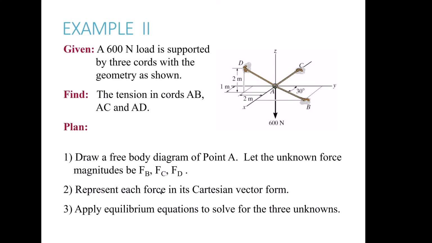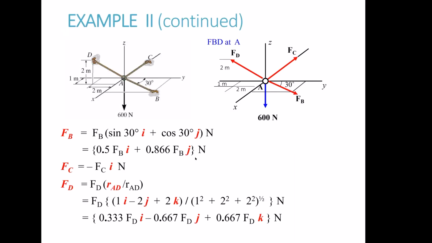Draw the free body diagram, represent it in its Cartesian vector form, which we need to do, then apply the equilibrium equations to solve for the three unknowns, okay? All right. So in this case, this one is right along the xy plane. We don't have a z component for A to B. And the force was defined as FB. Here's our free body diagram. So FB, of course, we break this up into two components. We have the adjacent component and the opposite component here. So now you see how the y component is adjacent to the angle now.